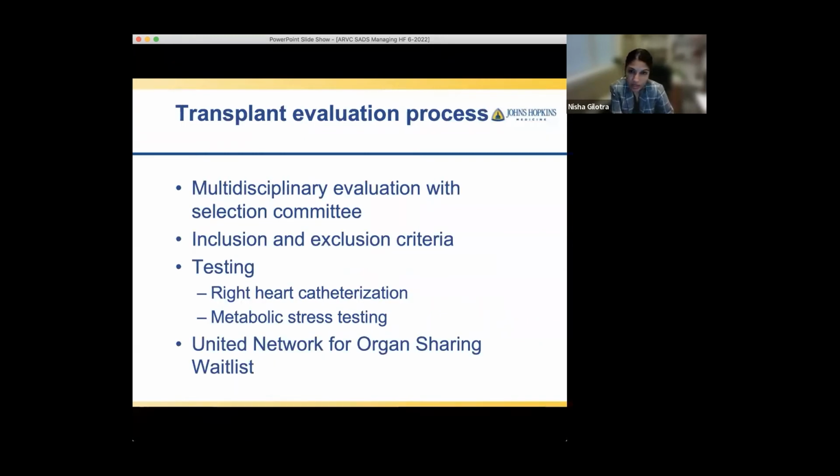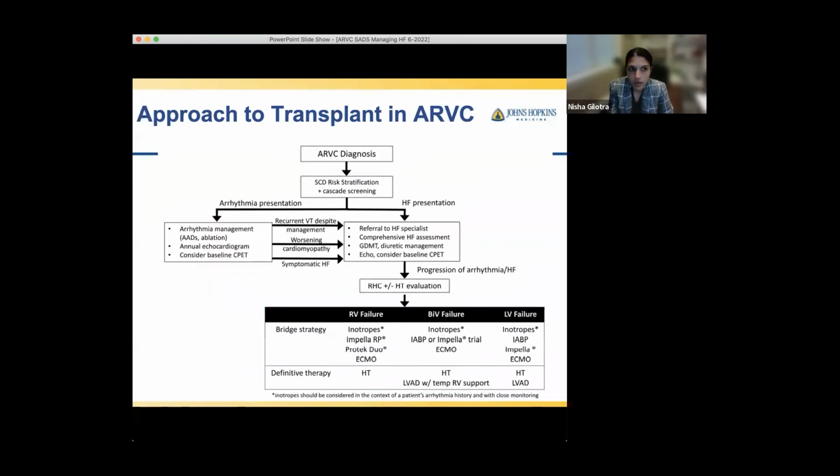So what does the process look like if we are thinking about heart transplant? So it's a multidisciplinary evaluation. It's kind of a head to toe evaluation. There are pretty strict inclusion and exclusion criteria. And this goes for any center really. In terms of testing, like I mentioned, some of the things we will do right heart catheterization and metabolic stress testing. And then there is the national registry or national platform, the United Network for Organ Sharing, where you go in as on the wait list, and you can be at home on the wait list. Again, if we start this process early, and if you get sicker, then you might be admitted to the hospital.